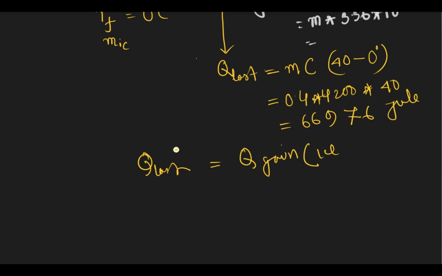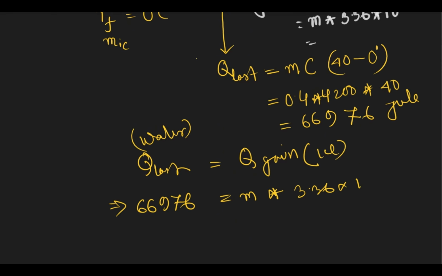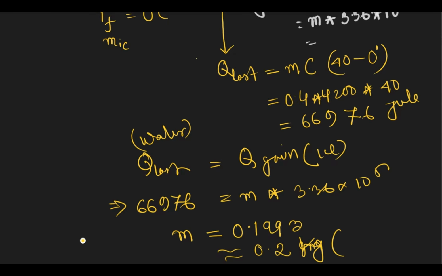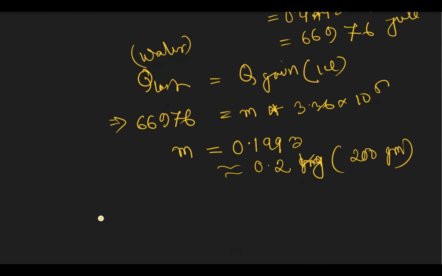By the definition of calorimetry, we know that Q lost is equal to Q gain, this is for ice and this is for water, right? So the value of heat lost is 66976, and here m times 3.36 into 10 to the power 5. So the mass of ice will be about 0.2 kg, or we could write 200 grams of ice need to be added to make the ice water. So this is the final answer for the second portion.